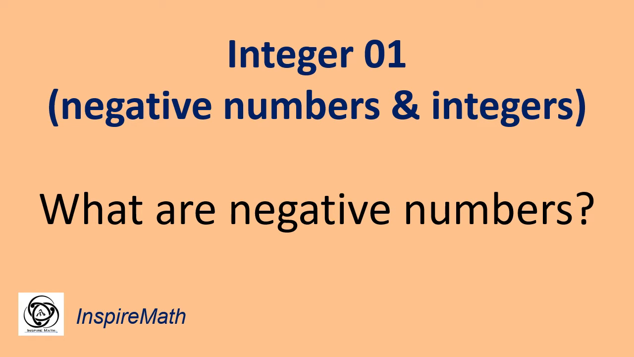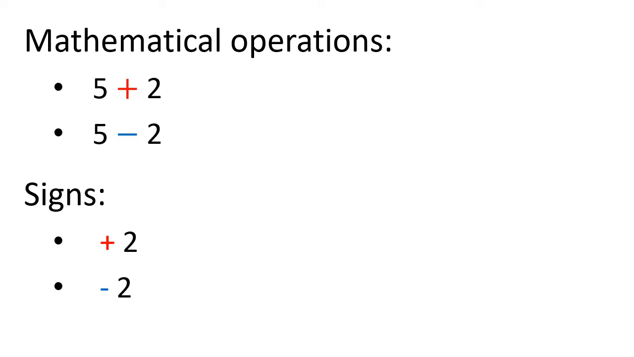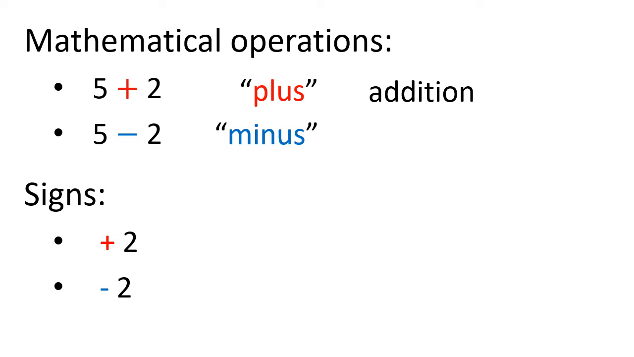Today we're going to study what negative numbers and integers are. Let's review the symbols. 5 plus 2 is a mathematical operation, and we call it 5 plus 2. The meaning of plus is addition. 5 minus 2 is another mathematical operation, and we call it 5 minus 2. The meaning of minus is subtraction.